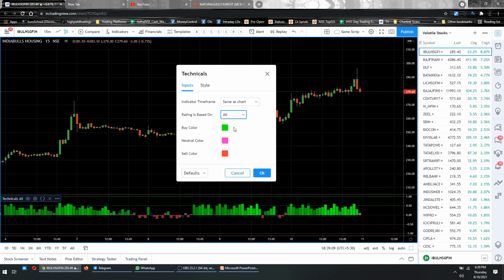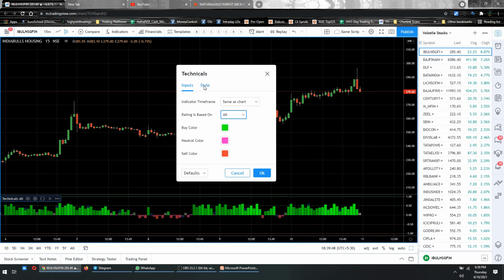Now, coming on to the colors. When it is green, that tells you that you can go long. When it is red, it tells you that you can go short. And the pink color is the no trade zone. For example, here, these two histograms that you see are pink in color. I have made it pink. If you want, you can make it yellow, you can make it white, you can do anything you want. But as of now on the charts, the pink color tells you that it is a no trade zone. I hope you're clear on the first tab, that is inputs.